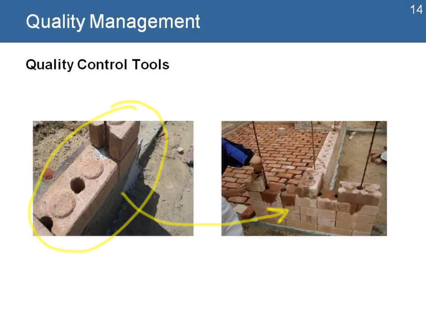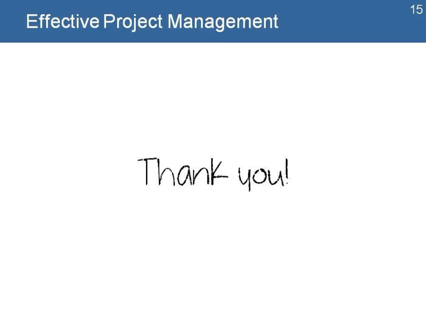So if there are any problems with the bricks, then the project manager can stop production of them, check for the problems, correct them, and then go back, and people can continue the work on the houses with the right bricks. This is the end of our presentation on quality management.